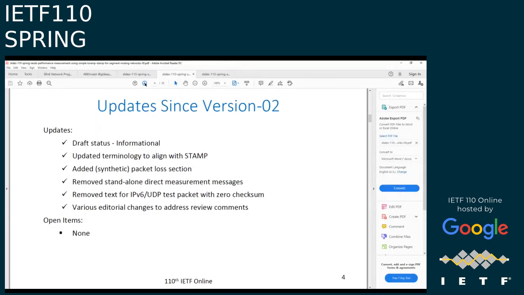There was a comment on the IPv6 UDP test packet with 0 checksum, so we have removed that text in this version. We can work with the working group on the appropriate text to add for that, and some various editorial changes to address the review comments. So we don't believe there are any open items at this point. Next slide, please.